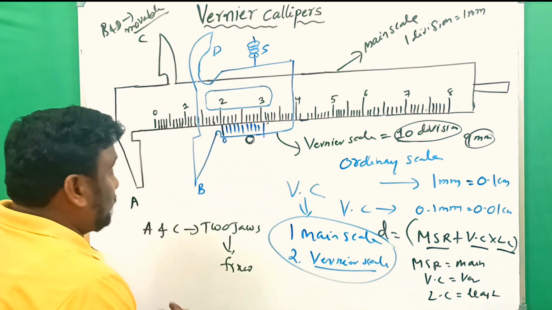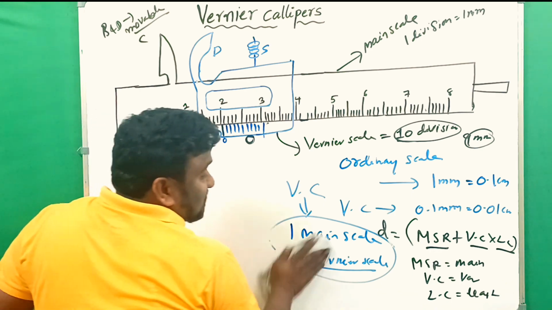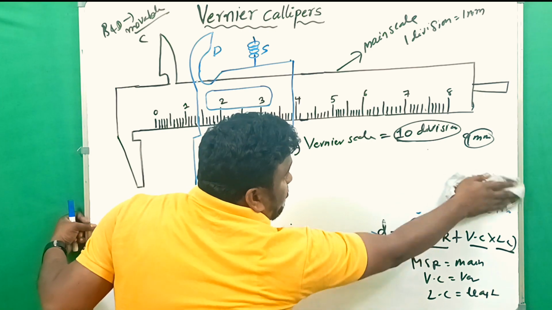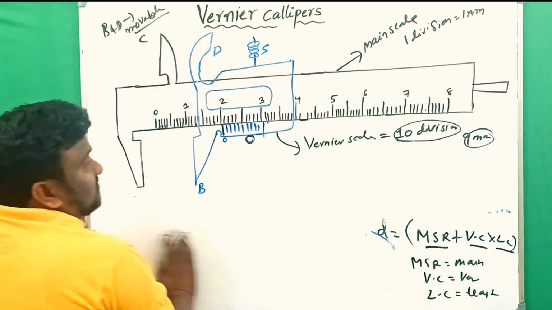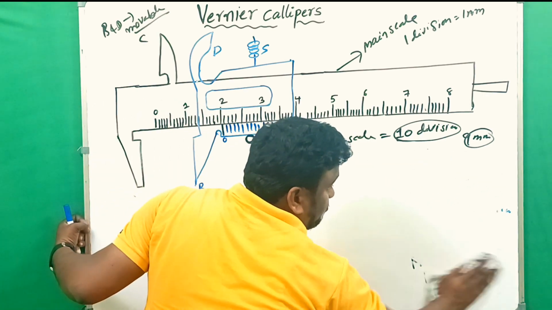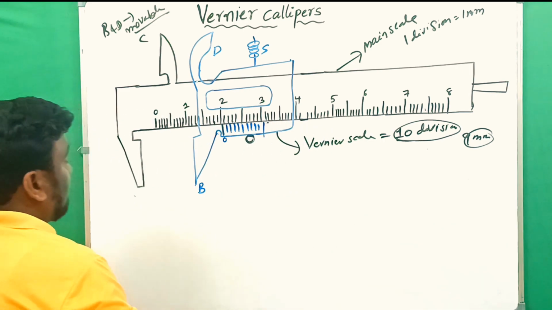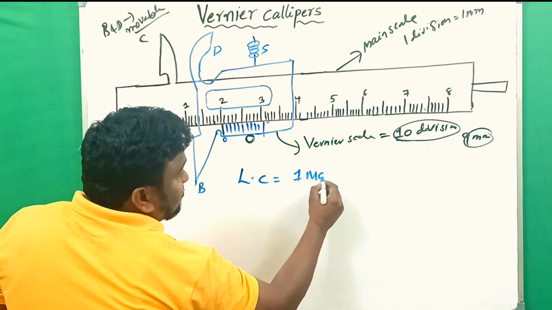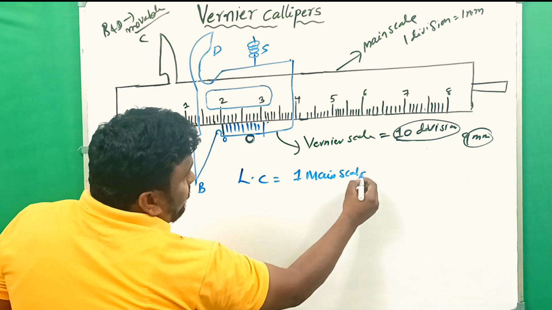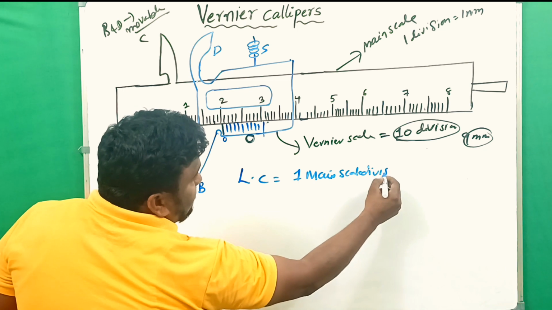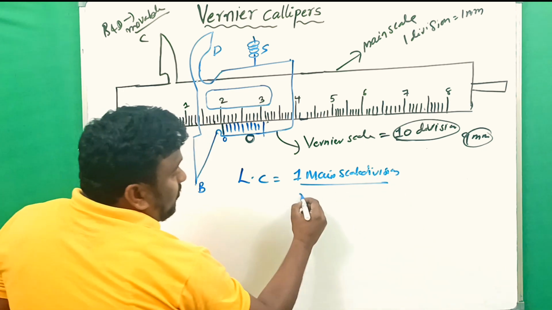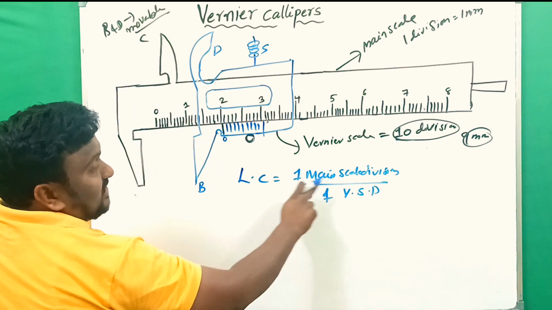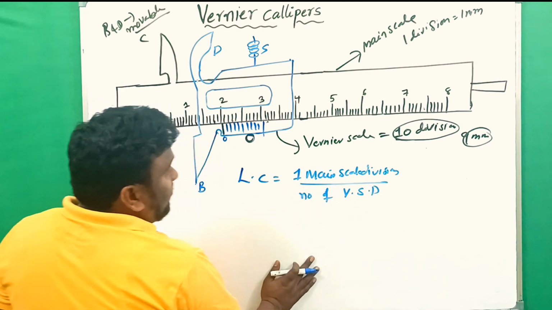First we can discuss what the least count is and how it can be found out. So very simple. This is the formula you have to remember. Least count, LC, is equal to 1 main scale division divided by the number of vernier scale divisions.